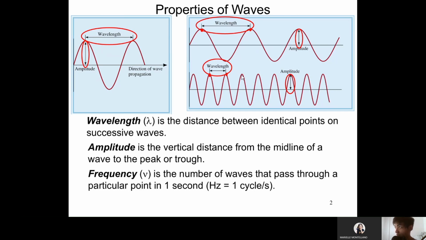Tapos, 2, 3, 4, 5, 6, 7, 8. So for the waves sa baba, ilan yung frequency niya? It is able to create 8 waves, or 8 cycles in 1 second. So, ito, 2 hertz yung kanyang frequency or 2 cycles per second. Ito naman ay 8 hertz or 8 cycles per second.